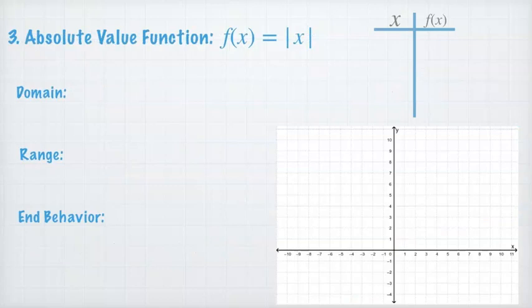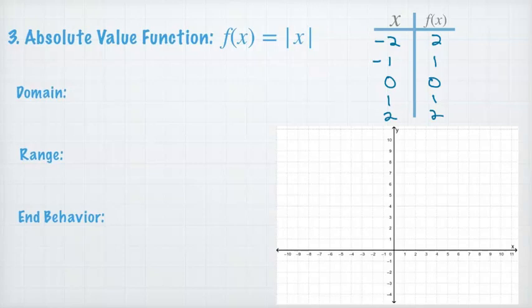The absolute value function, this is our parent function for that, which is just the absolute value of x. We think, well, what happens when I take the absolute value of a -2? I get a +2. Absolute value of a -1 is going to give me a +1. Absolute value of 0 is 0. Absolute value of a +1 is still 1. And a +2 is still 2.